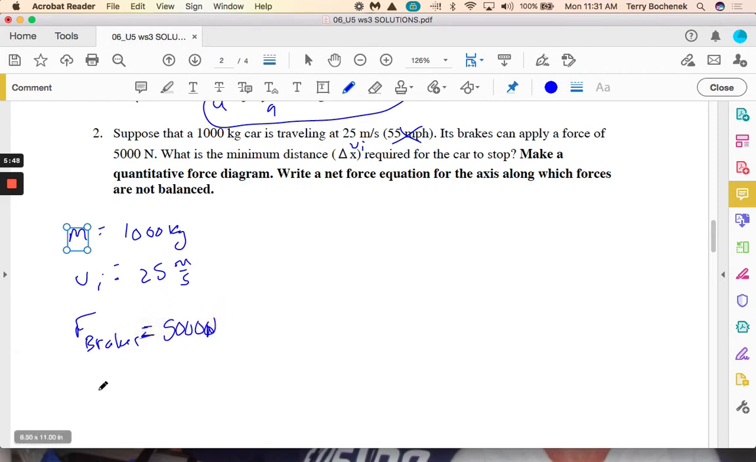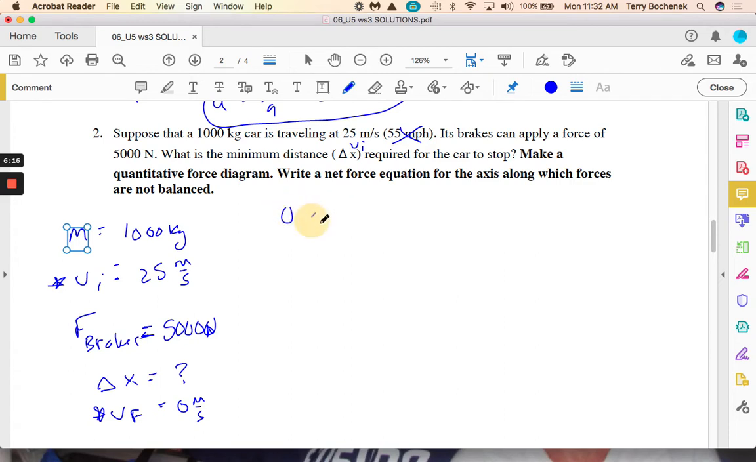And how far can we expect this to take to get us to stop? So that tells us V final, if we're going to stop, is 0 meters per second. So I got an initial speed, I got a final speed, I got a distance that I need to find, and I got a braking force. What does this do for us? Hint, make a force diagram and then write the force equation.